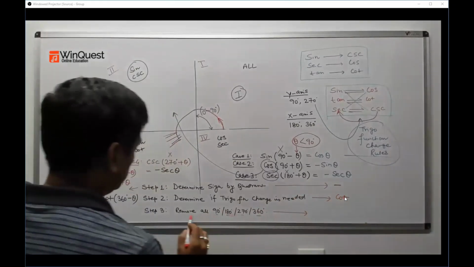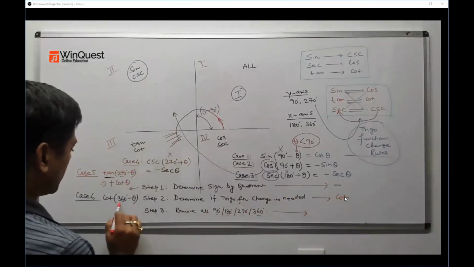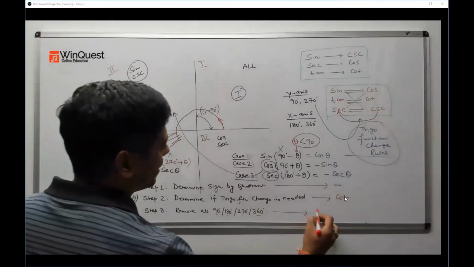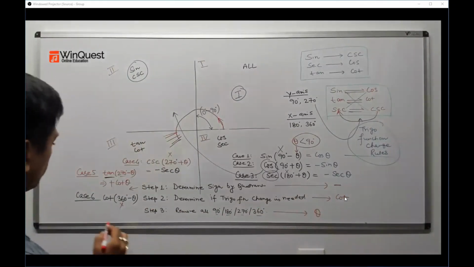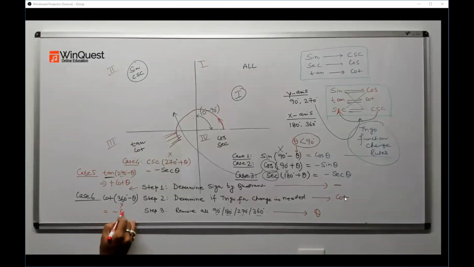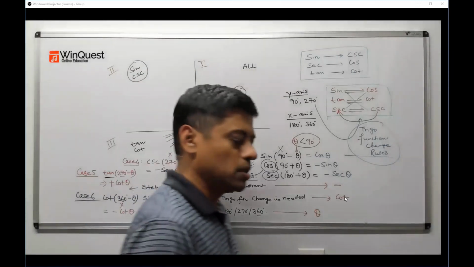Okay. Remove all this. So I will remove this. I'll be left with only theta. So finally you get equals to minus of cot theta. Is the answer correct? Yes.